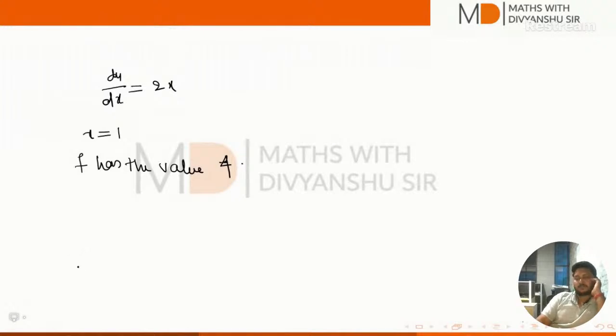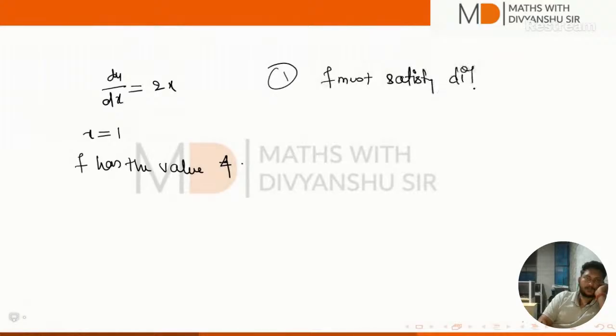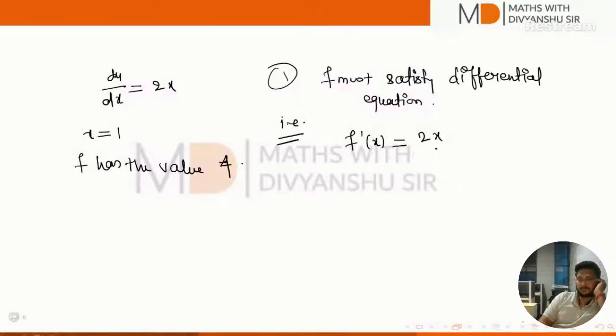So we seek a real function f which fulfills the two following requirements. The first requirement is that the function satisfies the differential equation, that is, the function f must be such that its derivative f'(x) = 2x for any real x in the real interval I. Second, the function must have the value 4 at x = 1.